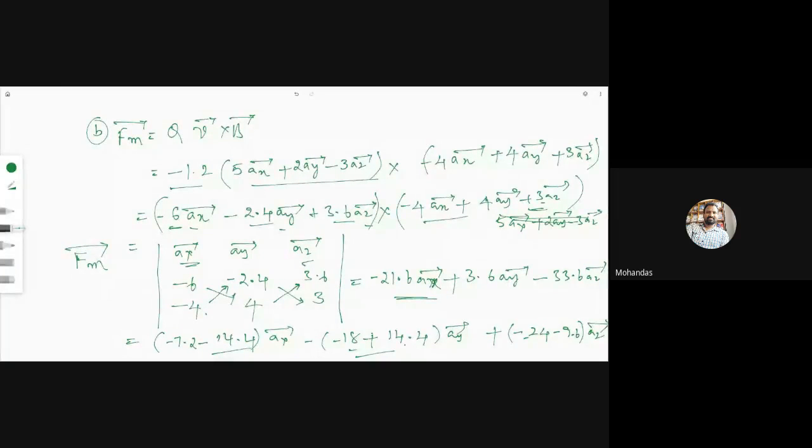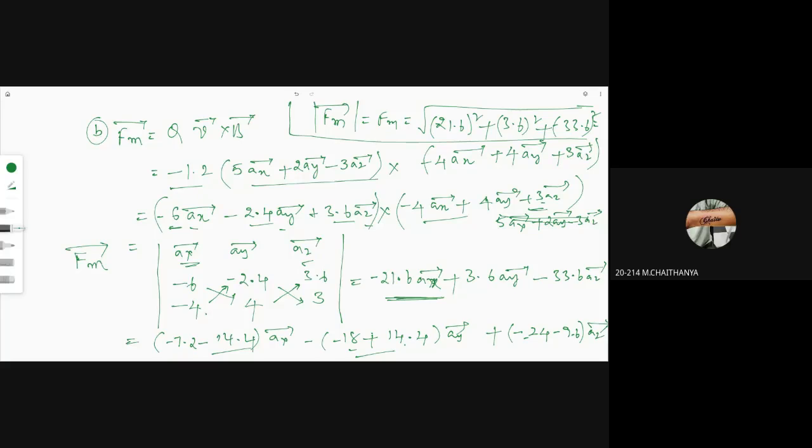Okay, next. Now calculate the magnitude of this force. Once we get the vector, let us calculate the magnitude. Fm magnitude is equal to the square root of minus 21.6 whole square plus 3.6 whole square plus minus 33.6 whole square. Please tell me the answer. 40.10, sir. 40.10 newtons. Okay.